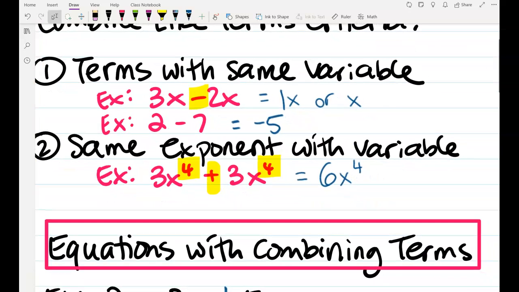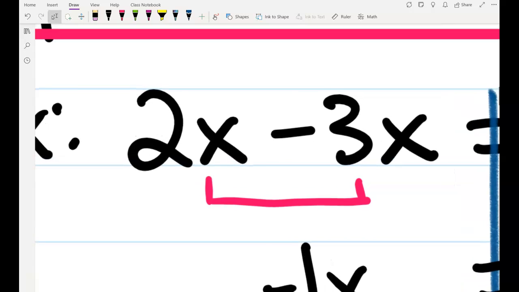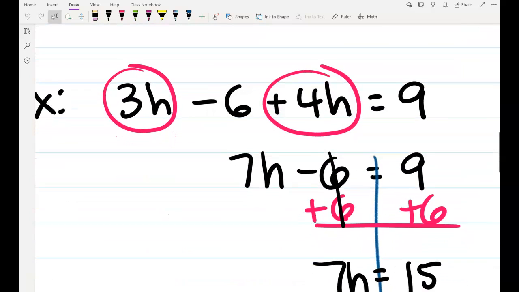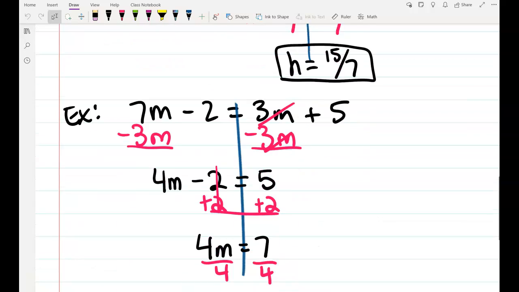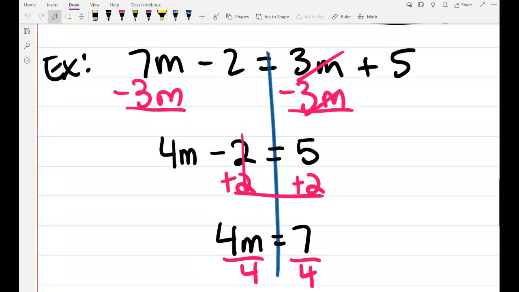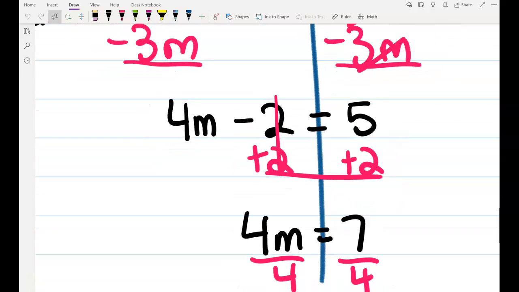Number 2, they have to have the same variable and exponent. We looked at equations involving this, and in the first one we had like terms on the same side. We combined them and we solved. Second example, we had like terms on the same side. We combined them and we solved. But in the last example, we had like terms, but they were not on the same side. And so we had to bring them together first before combining them. And then it was solving as usual.